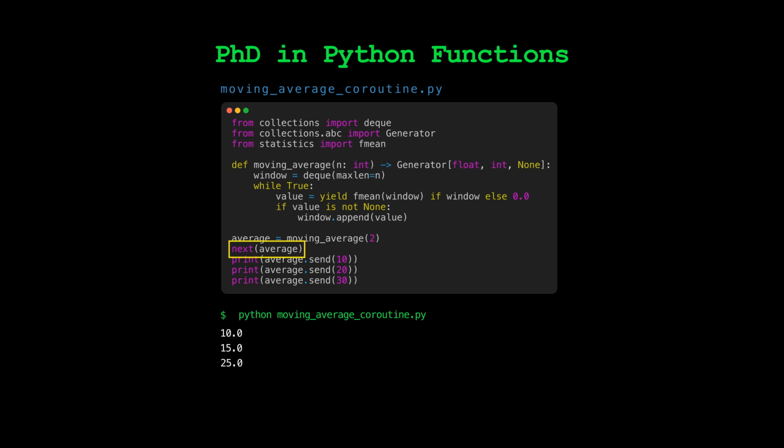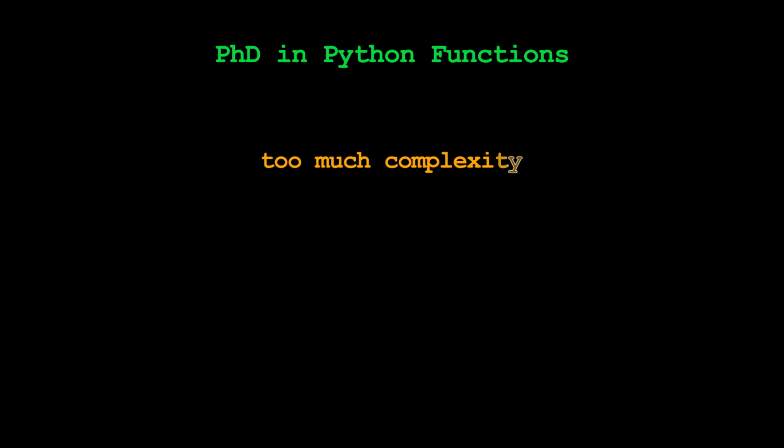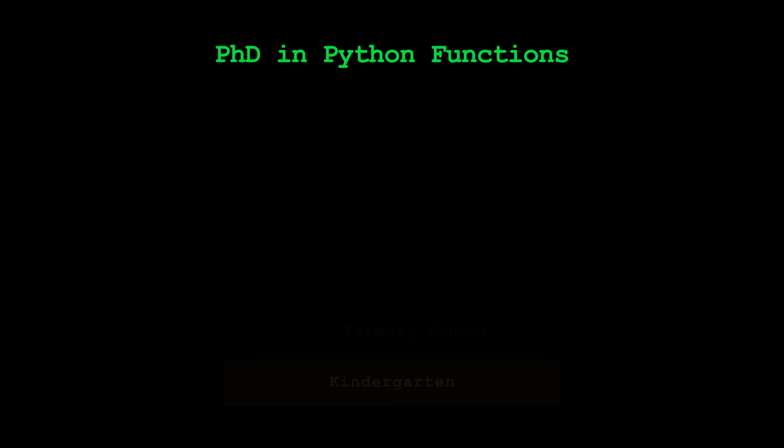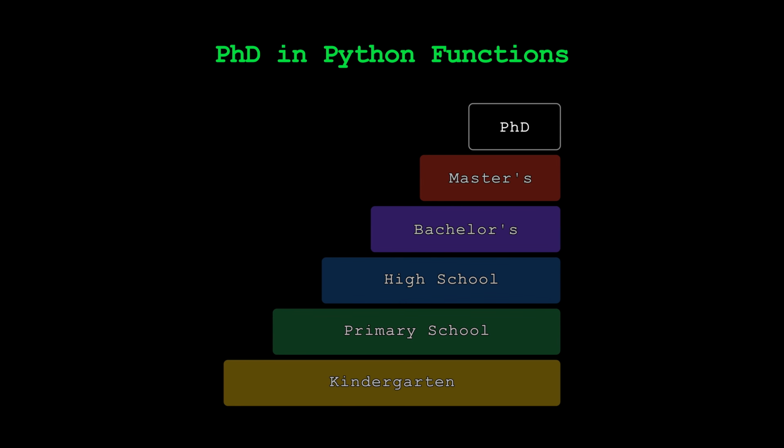An implementation like this shows that you have a solid understanding of Python functions, data types, and control flow. The real wisdom is knowing that this is too much complexity for a simple running average. We have yet to cover Python classes, but they can do the same job with far less ceremony. Or, if you already import third-party data libraries, one of them probably provides an optimized, battle-tested moving average. And that is your PhD in Python functions.